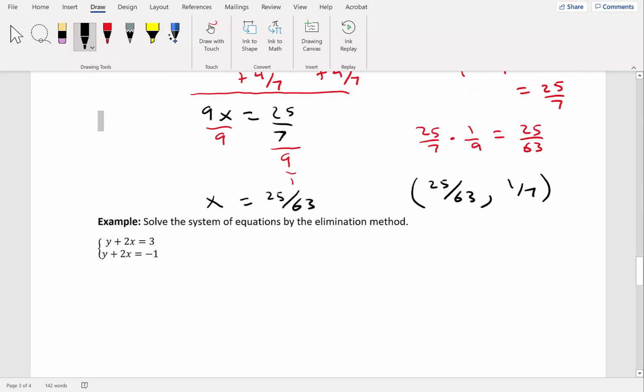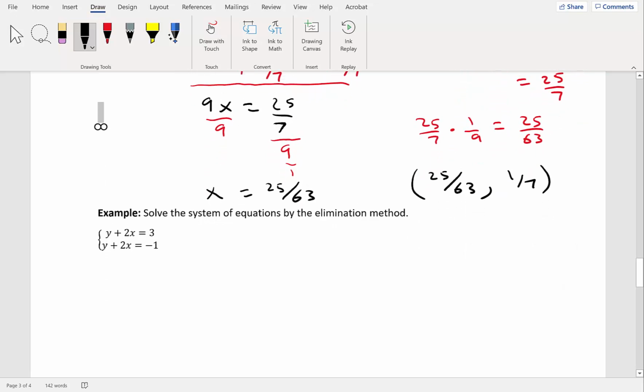Okay. Let's take a look at a couple more. So first equation we have y plus 2x equals 3. Second one we have y plus 2x is equal to negative 1. Let's eliminate our y's in this case. The top equation, let's leave it the same. And now the bottom equation, I want that to be negative y. So what I'm going to do is multiply by negative 1. So I get negative y minus 2x is equal to positive 1.